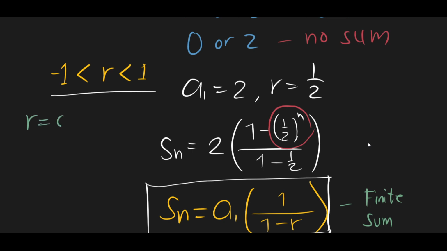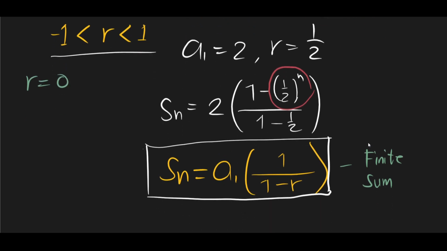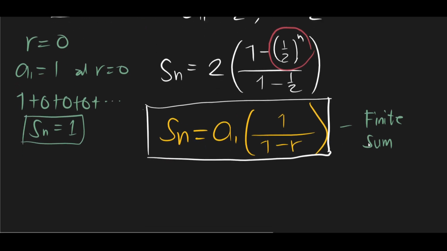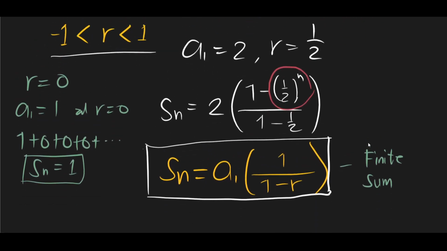Okay, now there is actually another case within this particular range. So what if r is equal to 0? Now let's say we have an example, a1 is equal to 1 and r is equal to 0. Now if this is the case, our series will look like this: 1 plus 0 plus 0 plus 0 and so on. So our summation is actually the first term. Okay? So, but in the examples in the next video, we will focus on values within this range other than 0.